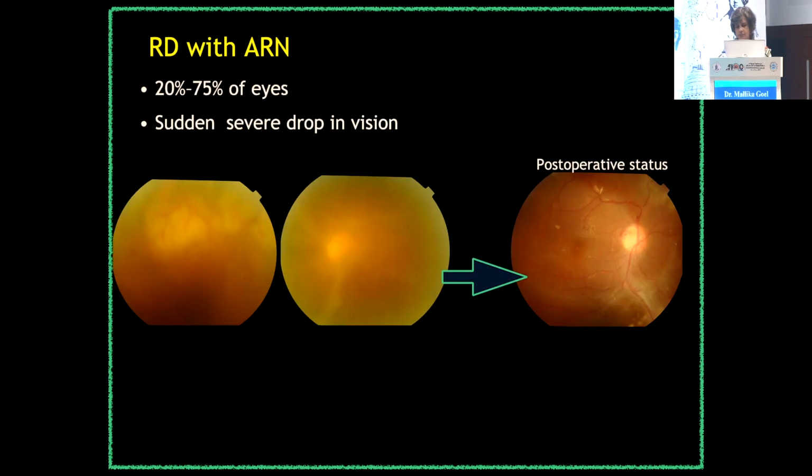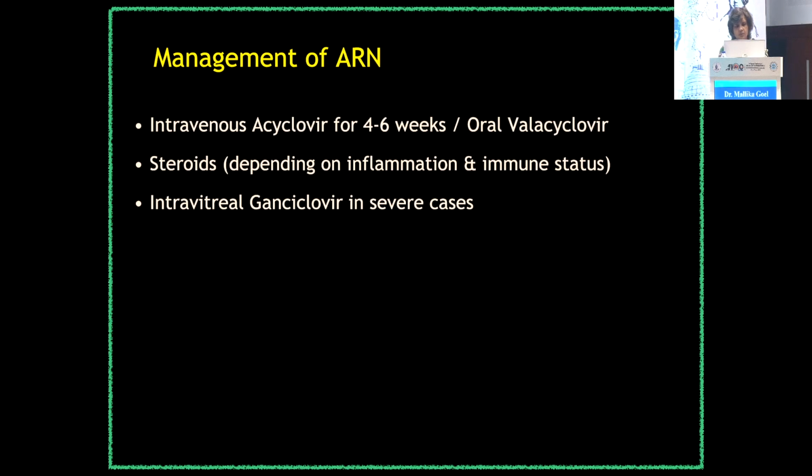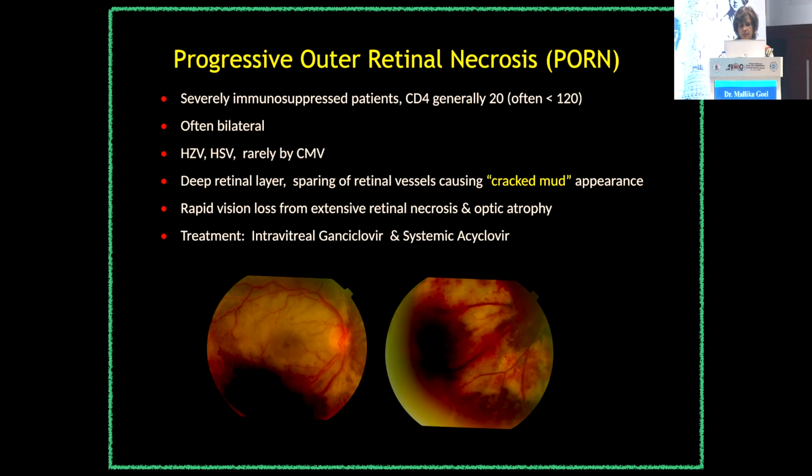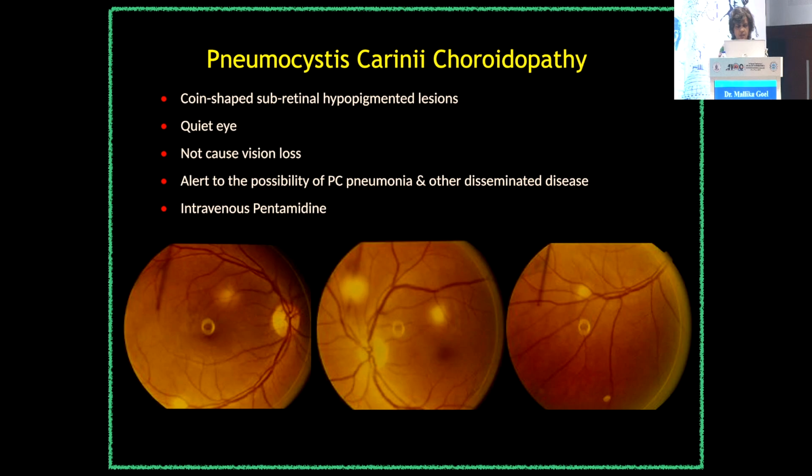Very often these patients can develop retinal detachment and require surgery. Treatment is intravenous acyclovir or oral valacyclovir. Steroids in HIV patients have to be based on physician approval, and intravitreal ganciclovir also works very well. Again, PORN was described already by Dr. Mudit, so I will not talk much about it. It's a blinding disease, very rapidly progressive, seen usually in very low CD4 counts, highly immunosuppressed patients, and caused by herpes group of viruses.